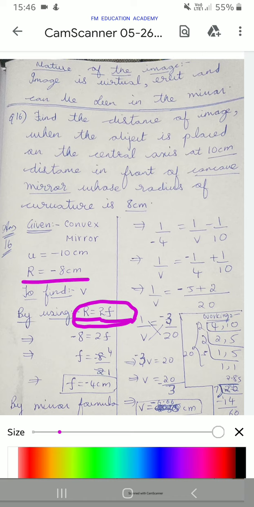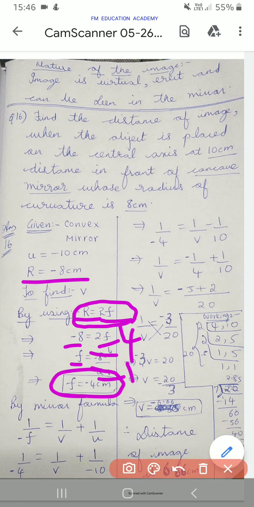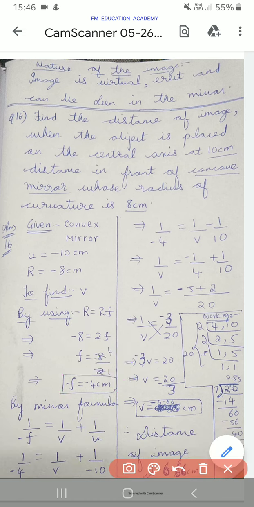So the radius of curvature is given to you. Substitute: minus 8 is equal to 2f. f is equal to minus 8 by 2. 2 ones are 2, 2 fours are 8. So we get f is equal to minus 4 centimeter. Then substitute in the mirror formula. 1 by f is equal to 1 by v plus 1 by u. This should be plus only.